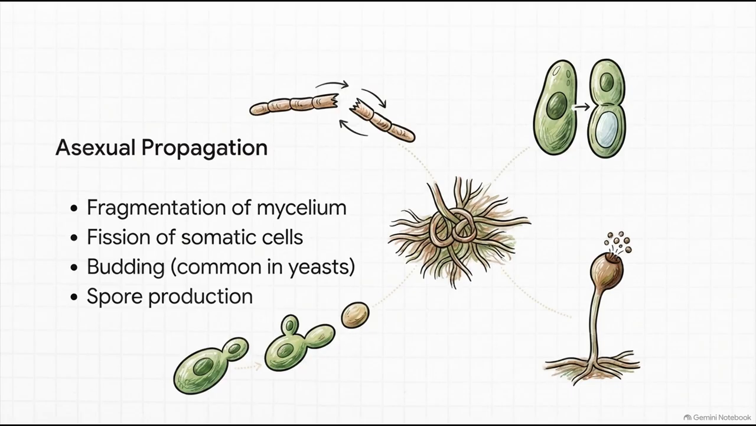A fungus can simply fragment, where a broken piece of mycelium detaches and just grows into a completely new organism. They might use fission, budding, or massive spore production. Some spores, like conidiospores, are born totally free on the exposed tips of special hyphae. Others, like chlamydospores, are thick-walled survival capsules formed right in the middle of a hypha. They're designed to lay dormant and outlast incredibly harsh conditions.